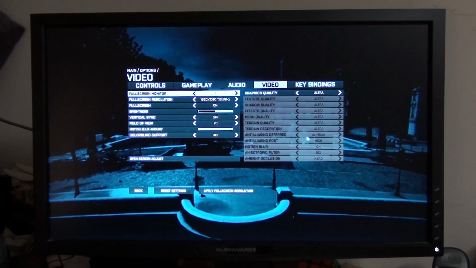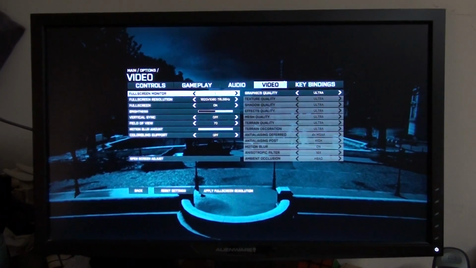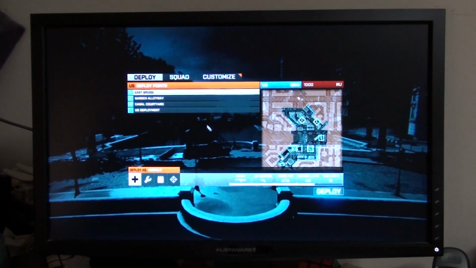So it's showing anti-aliasing deferred 4 times, anisotropic filtering, and HBAO is on as well, so that gives us a good benchmark. So if I leave all those settings basically on ultra, the standard setting, you know, the higher setting, we should be able to get a good idea tomorrow of a comparison between the two. So here we go. Right, back, resume.